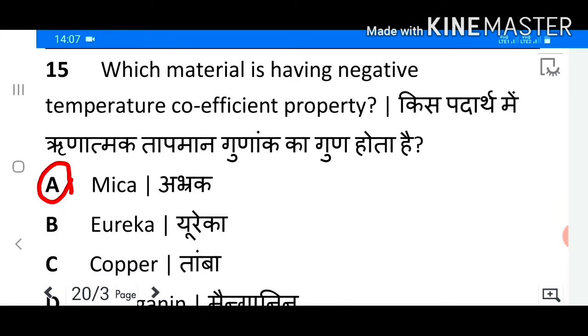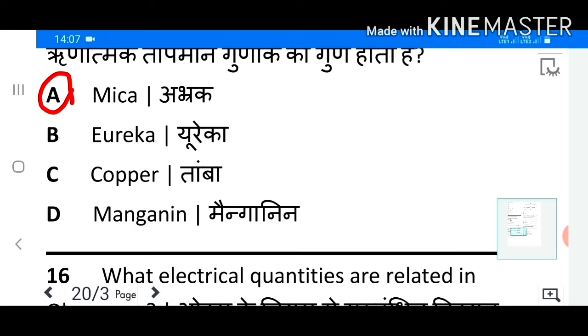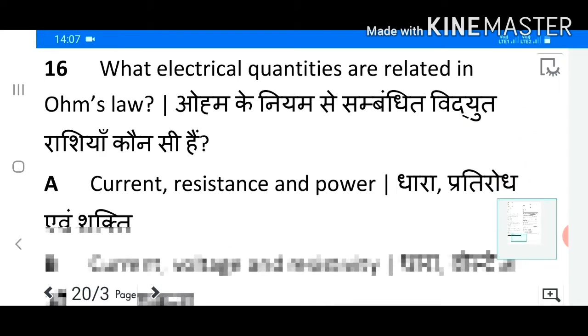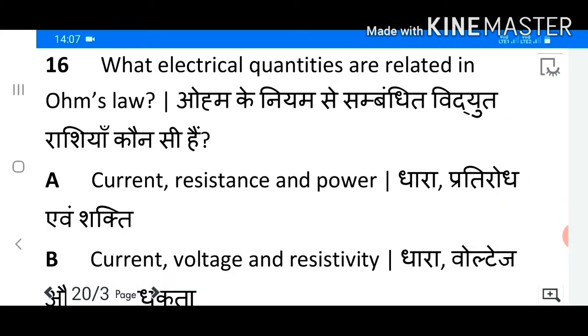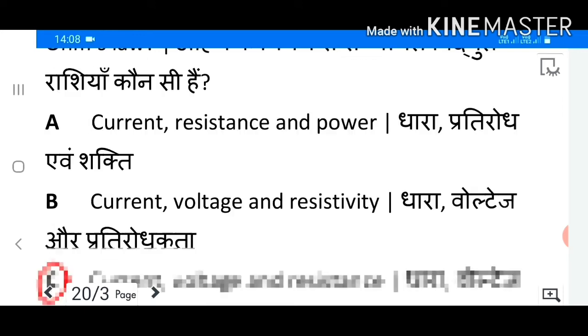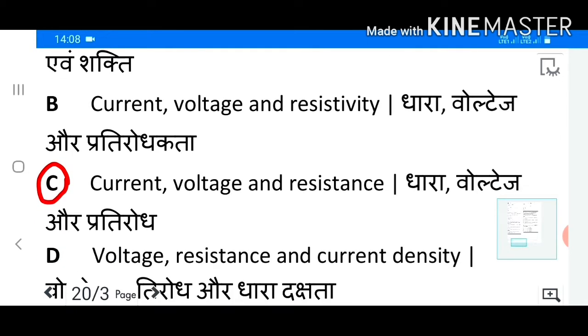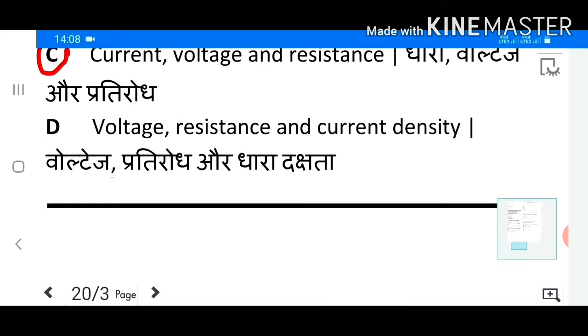15. Which material is having negative temperature coefficient property? Answer A, mica. 16. What electrical quantities are related in Ohm's law? Answer C, current, voltage and resistance.